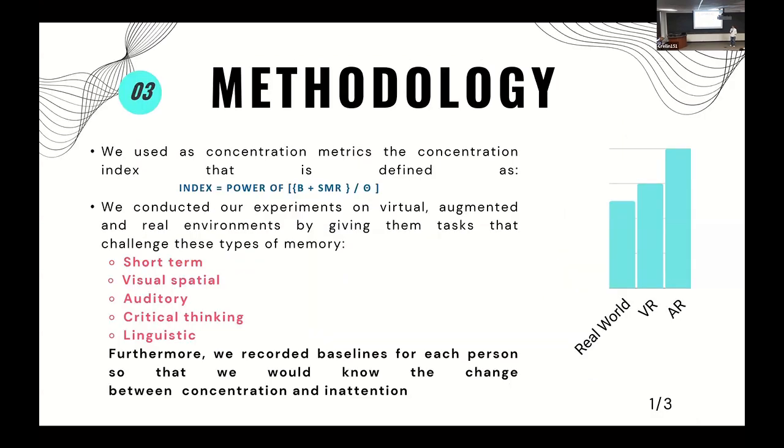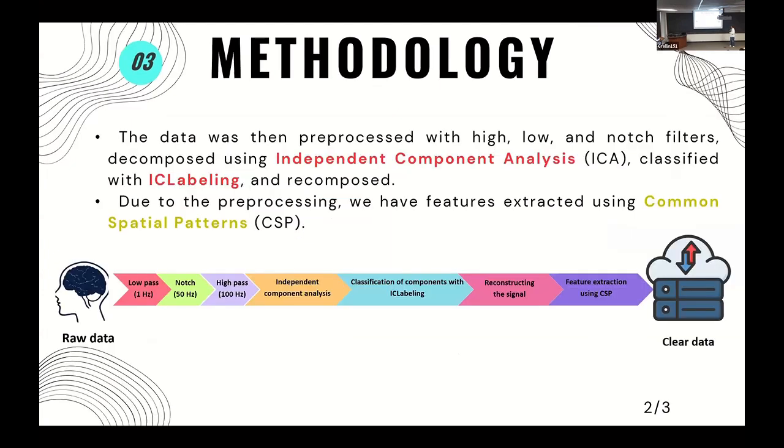Firstly, we quantify the concentration using the concentration index, which is the power of the beta band plus SMR over theta. After that, we put our subjects through a test on short-term visual, auditory, critical, and linguistic thinking and quantified their results. Furthermore, we even recorded some baselines to know from where to look at the concentration increases.